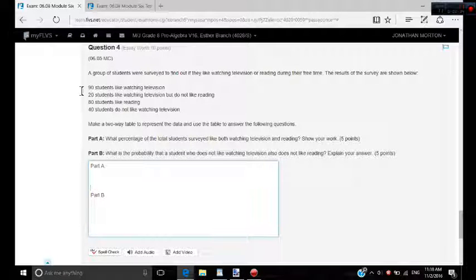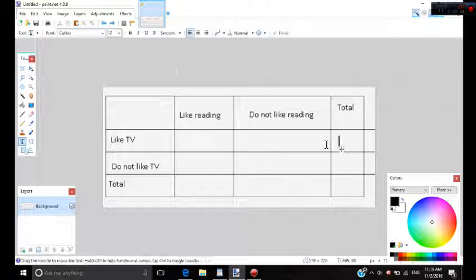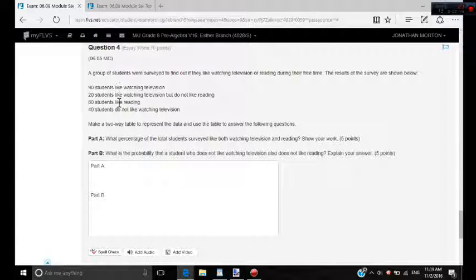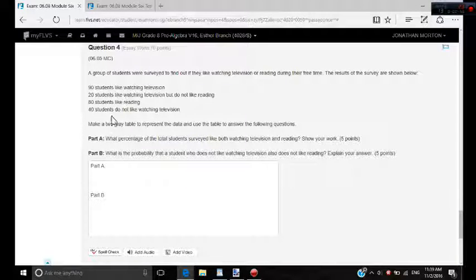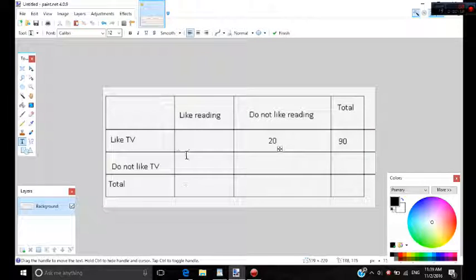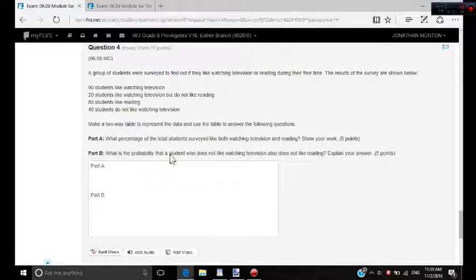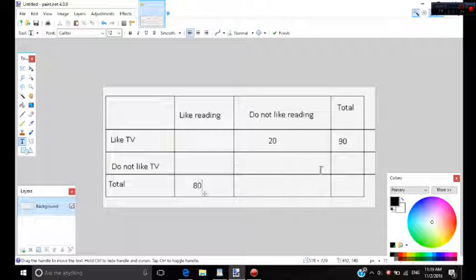First of all, the first thing we know is that 90 students like watching television. So total students that like watching TV is 90. 20 students like watching TV but do not like reading. 80 students like reading, so total students that like reading is 80. And 40 students do not like watching TV, so the total of students that do not like watching TV here would be 40.